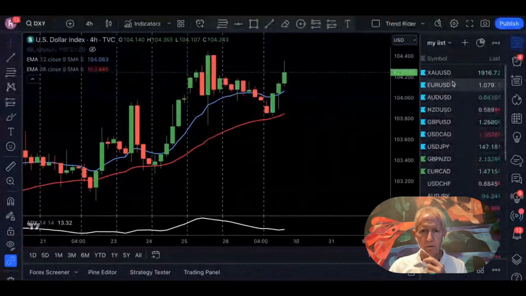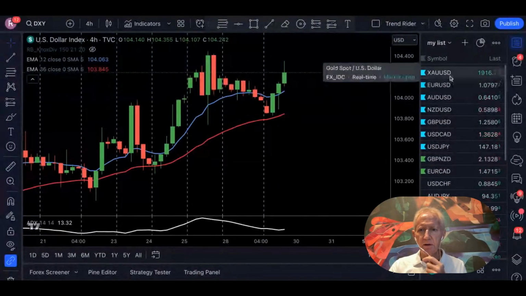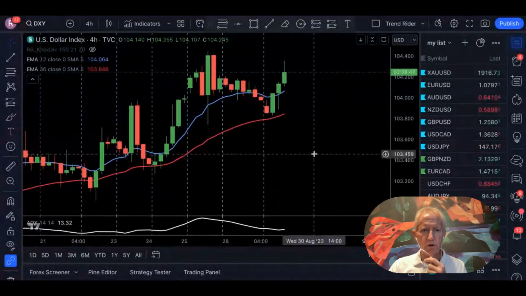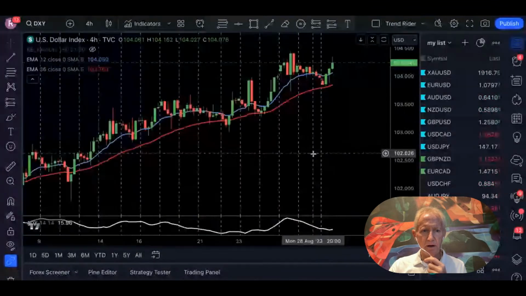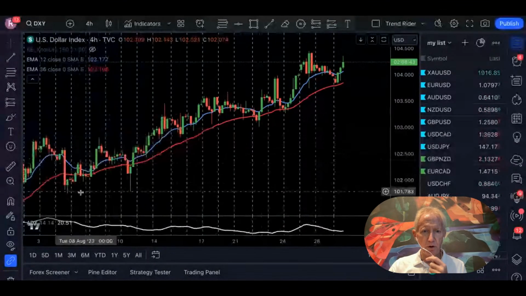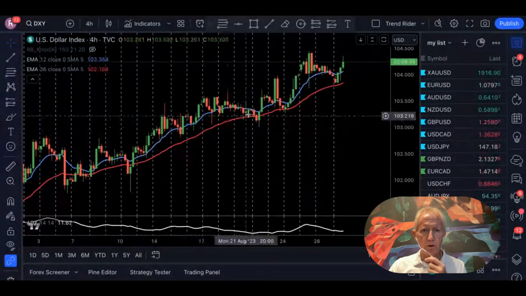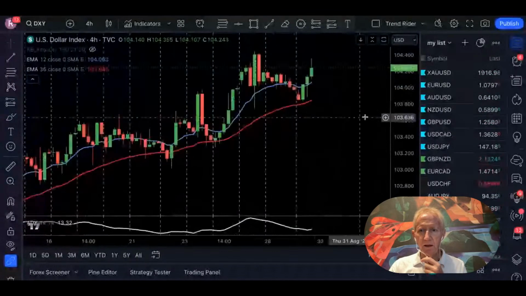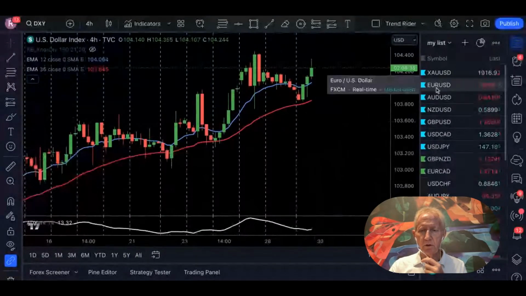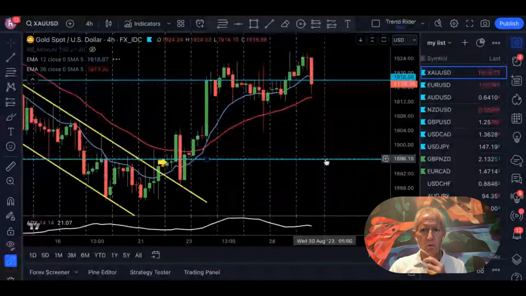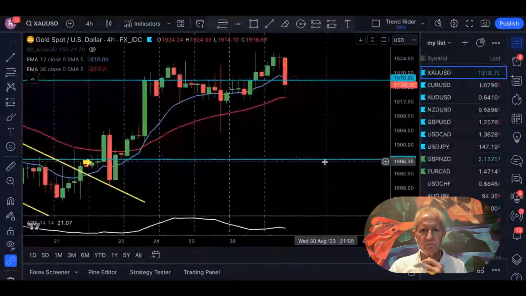That means the major pairs will be bearish against the US dollar. As the US dollar continues to gain strength, I'll just zoom in a little bit here, and you can see over the last 3 weeks or so, we just continue to see strengthening of the US dollar. And of course, that puts pressure on gold and the major currency pairs like the euro, the AUD, the New Zealand, the pound, etc.